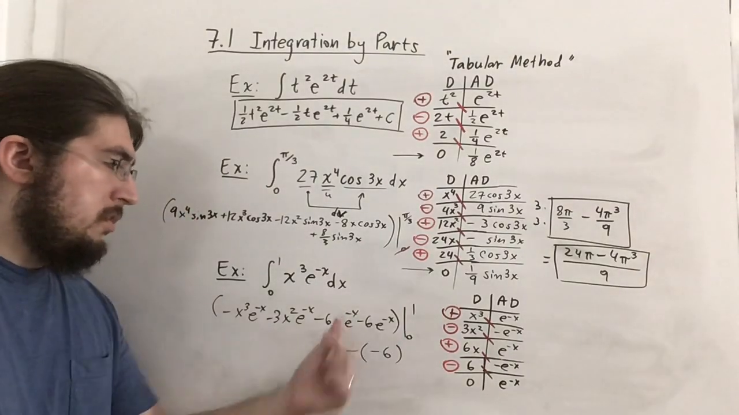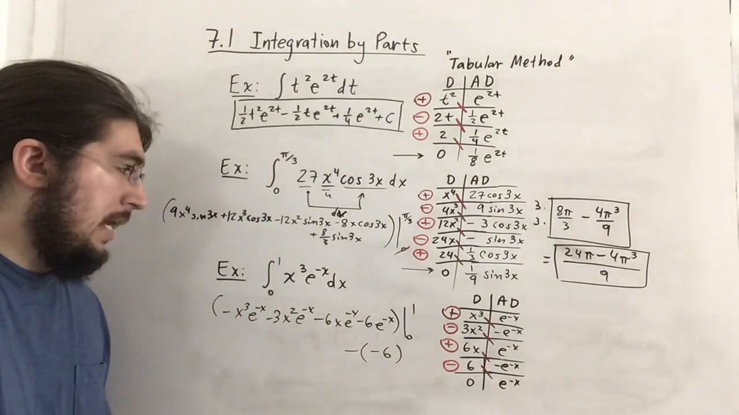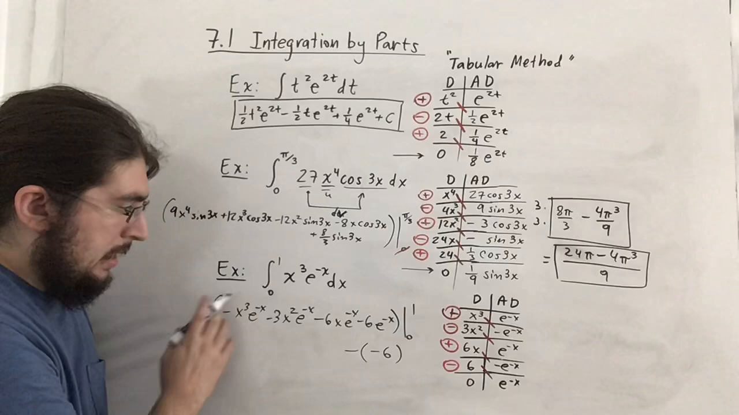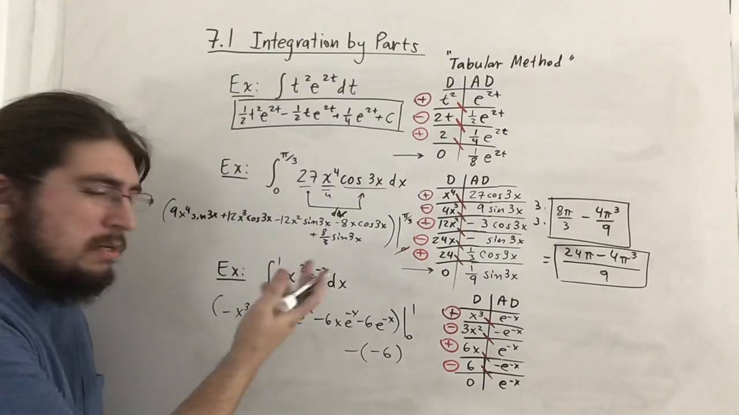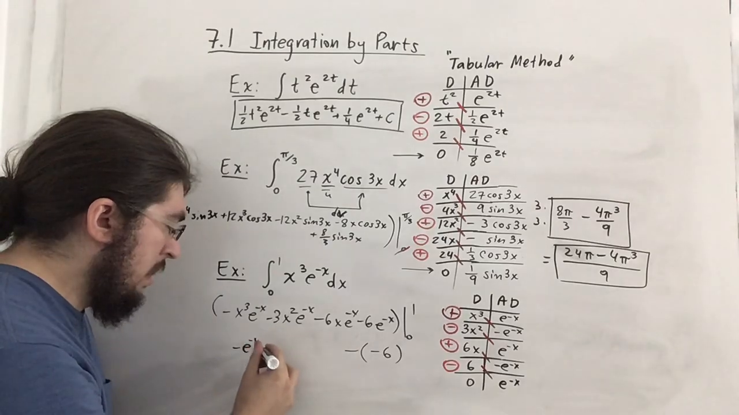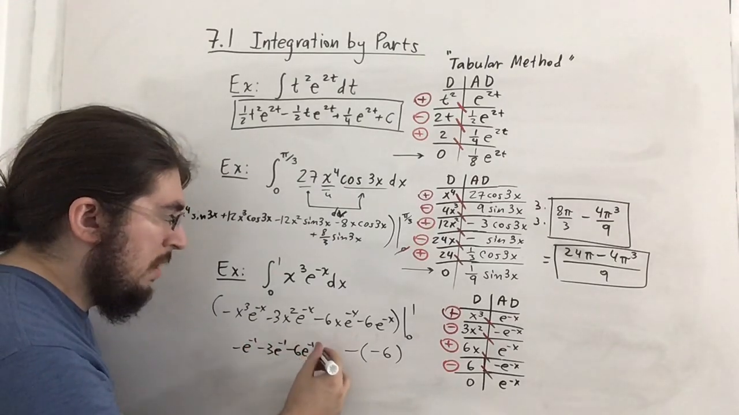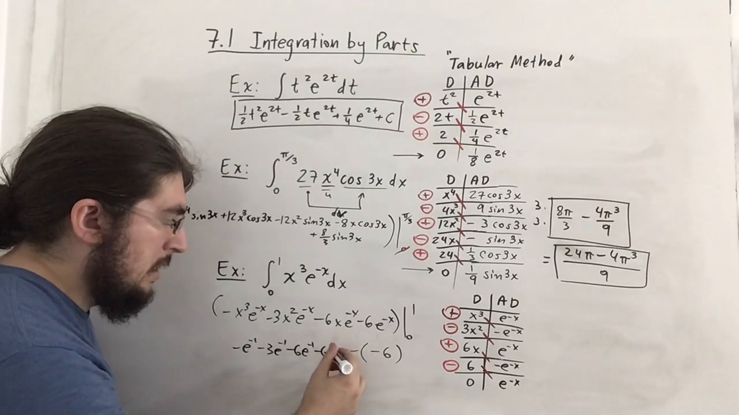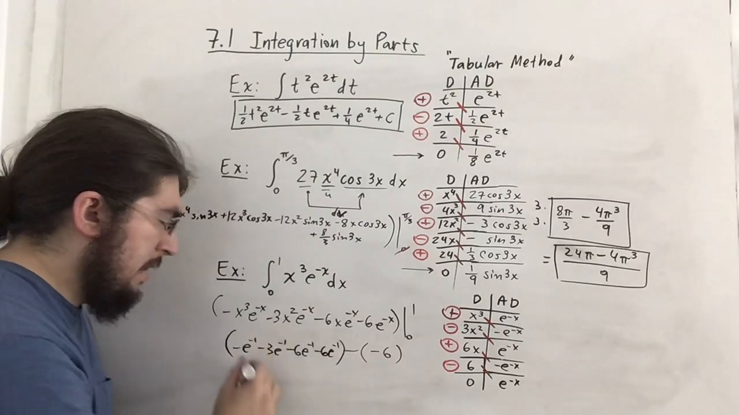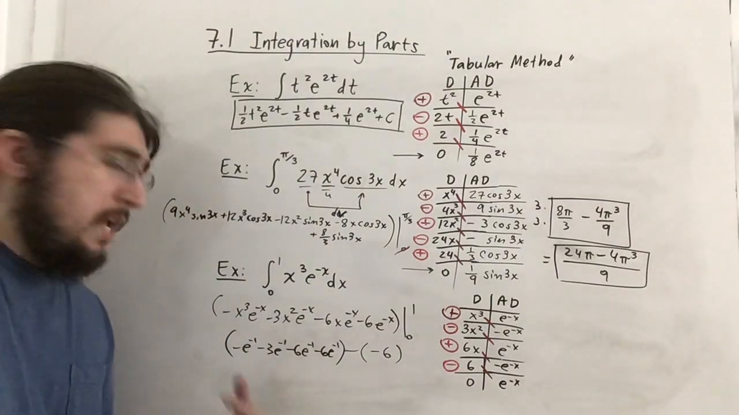Plug in the 1 to the first term. Well, they're all multiplied by e to the negative x, so that's going to be e to the negative 1. And the x's kind of go away because powers of 1 are just 1. So here we get negative e to the negative 1, minus 3 e to the negative 1, minus 6 e to the negative 1, minus another 6 e to the negative 1. So I hope we can kind of see that. And notice again, they're all multiplied by e to the negative 1, which is really just over e.